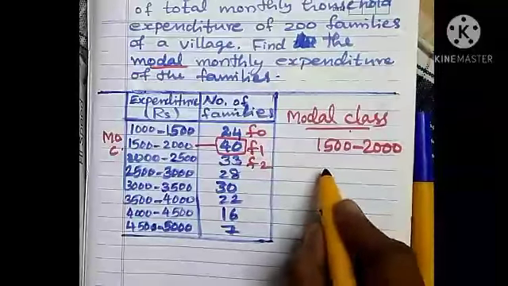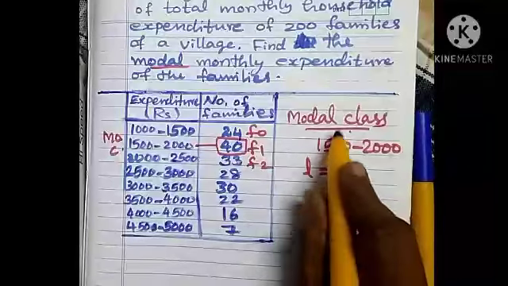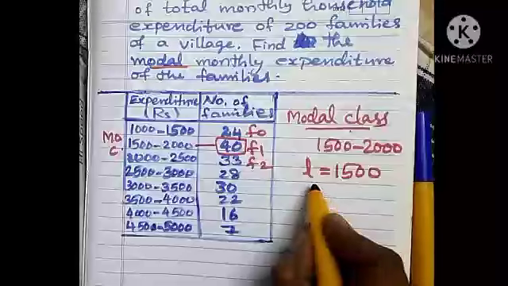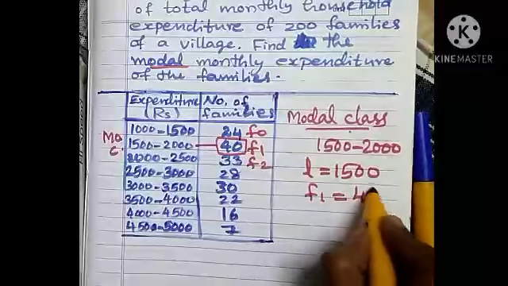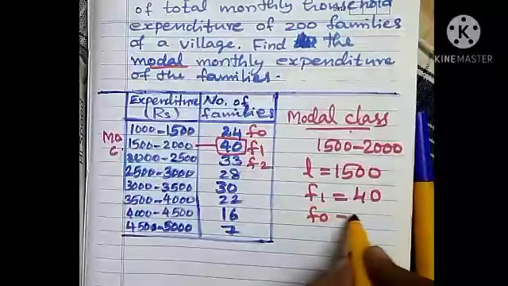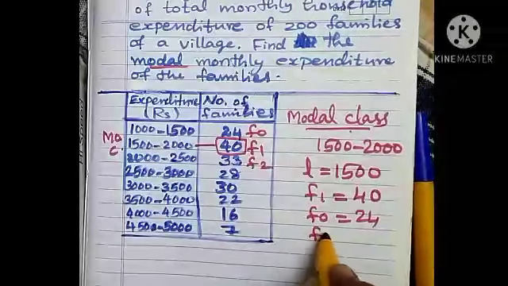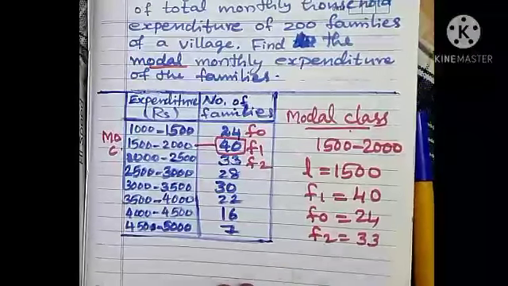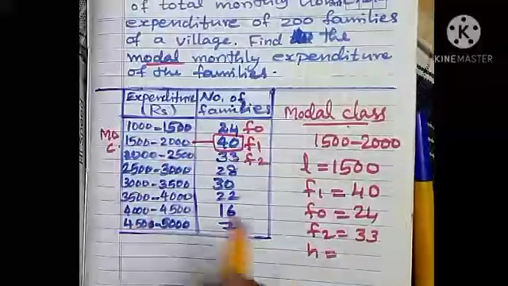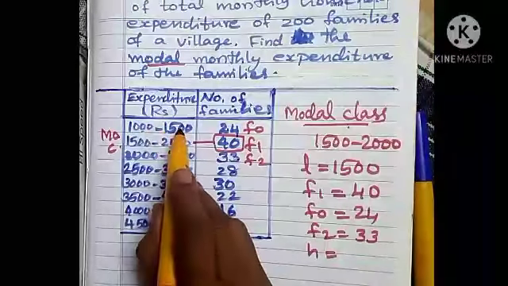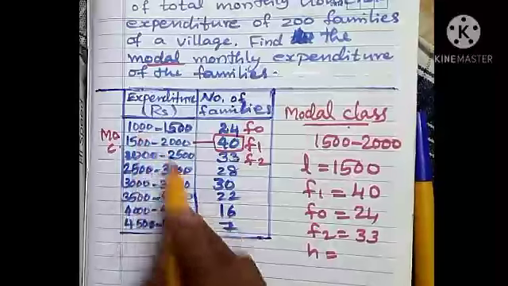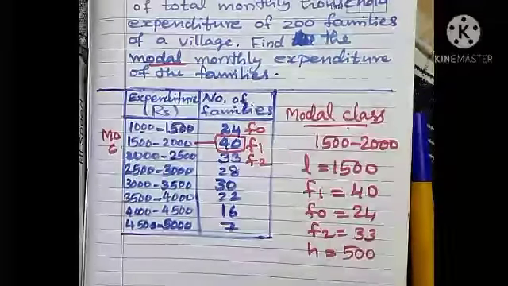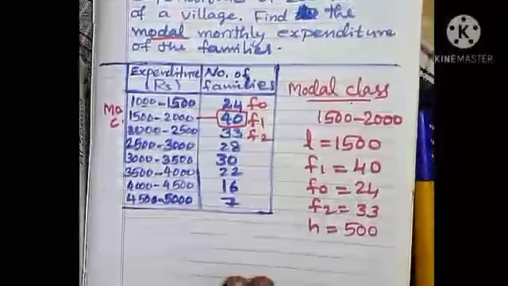Can you find L then? L equal to what? Lower limit of the modal class means 1500. F0, F1, F2 you got, no? So F1 equal to maximum, that is 40. F0 preceding class 24. F2 succeeding class, that is 33. And then H equal to, what's the width of the class? 1000 to 1500. So upper limit minus lower limit, that is 500. Okay, now we can write the formula and just substitute these values.